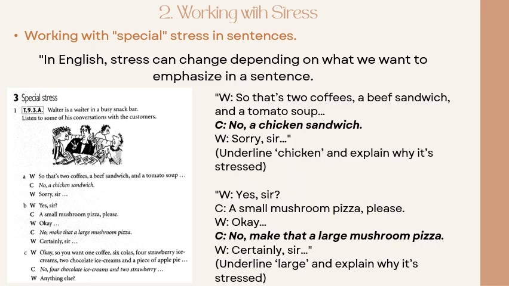Here's a part of the conversation. Listen carefully again and underline the words that are stressed. For example, in the first part, the customer corrects the waiter's mistake about the sandwich, so the word "chicken" is stressed. Now listen to the next part, where the customer asks for a large pizza, so "large" is stressed to correct the order.